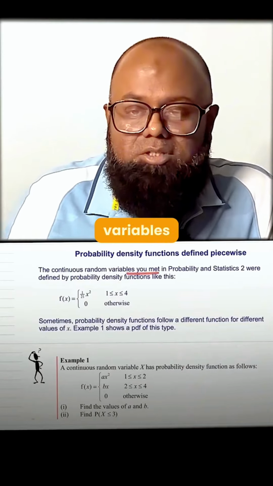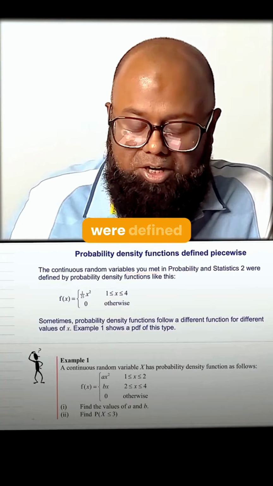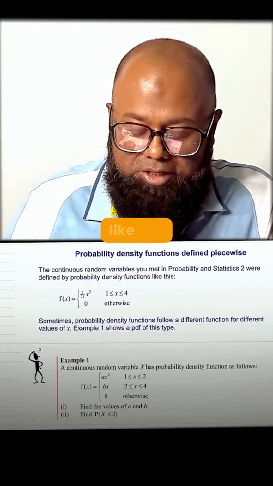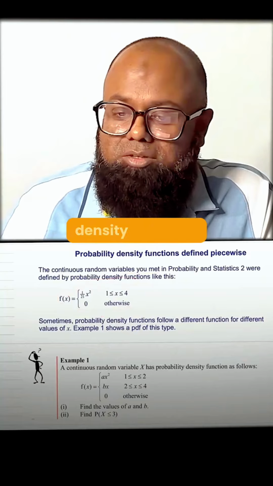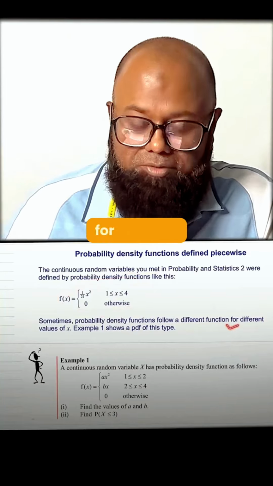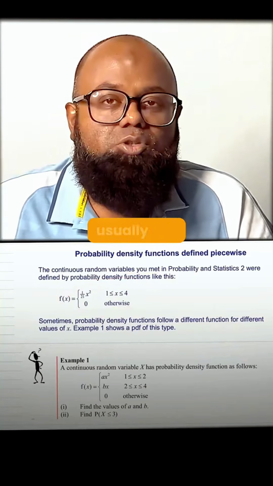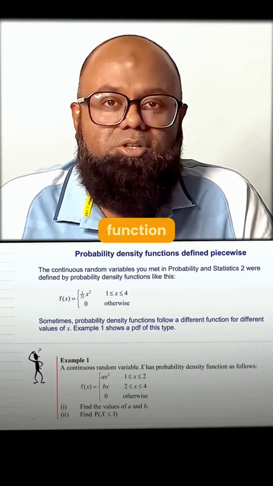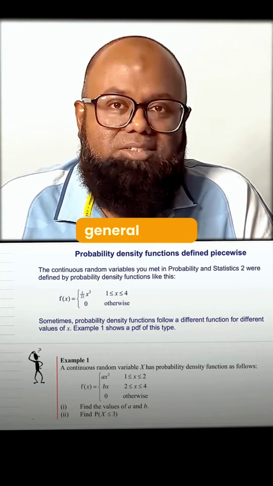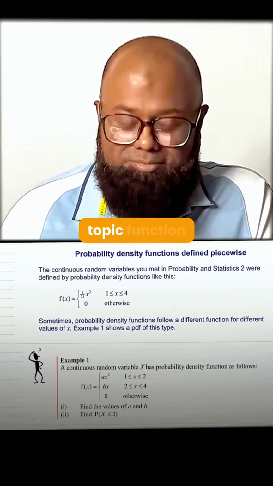Continuous random variables you met in S2 were defined by a probability density function like this, with only one function. Sometimes probability density functions follow a different function for different values of x. That is what we usually call a piecewise function. You saw this piecewise function in your P1 in general maths, in the topic of functions.